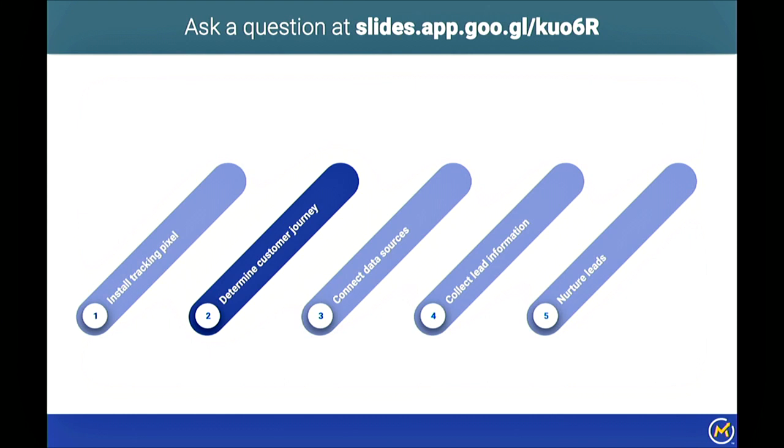The next step is where you have to use a bit of brain power, because you have to determine what the customer journey is. So you have to figure out, okay, this is what the customer is going to do. This is how we want to communicate with them. And then we have to figure out which parts of that we are going to do with Mautic. What other systems maybe do we need to connect up with this? So the next step is connecting data sources.